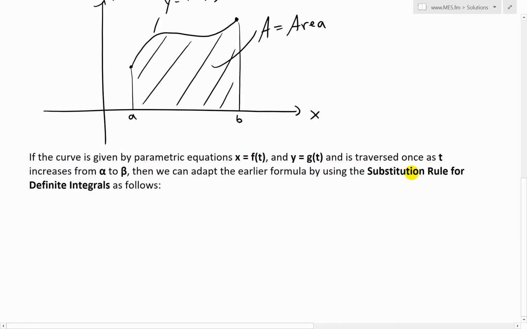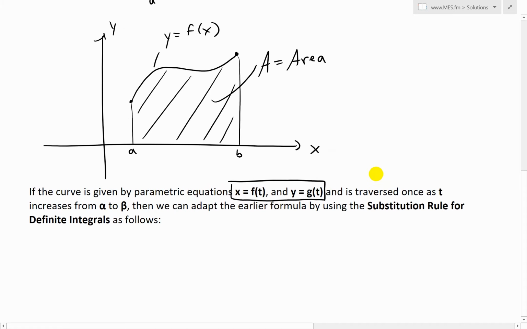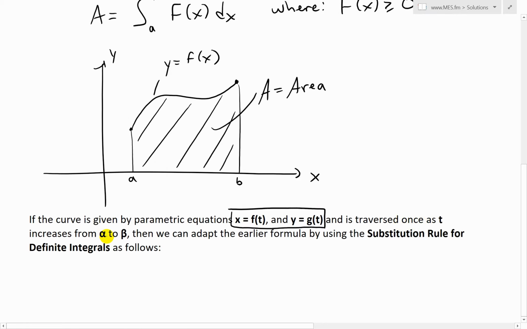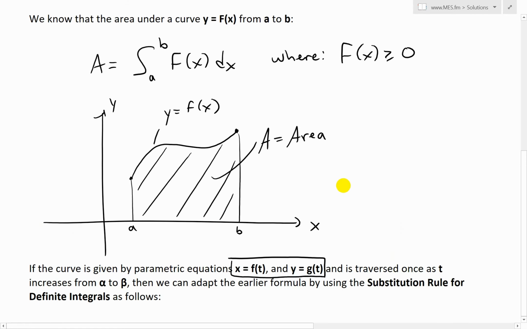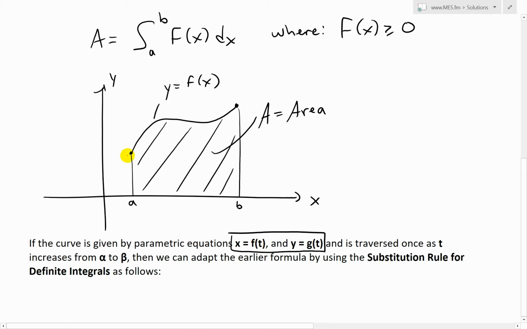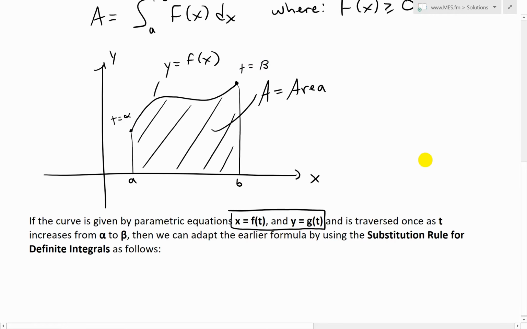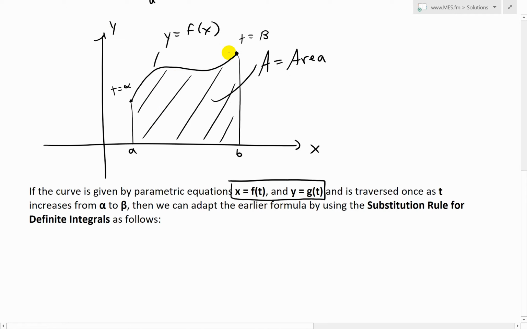Now if the curve is given by parametric equations, x equals f of t and y equals g of t, and it's traversed once as t increases from alpha to beta, basically what it means is that, like I've shown before, these parametric equations can go back and forth unlimited times depending on the t value. We're going to assume that it only goes once. So at x equals a, we have t equal to alpha, and at x equals b, we have t equal to beta, and then the corresponding x and y coordinates are over here.